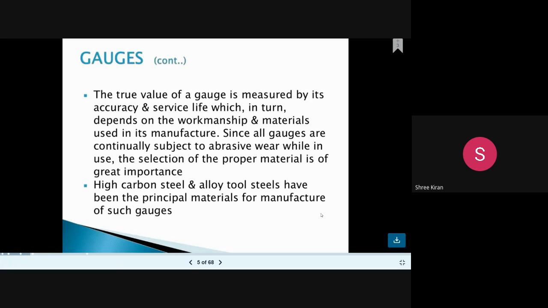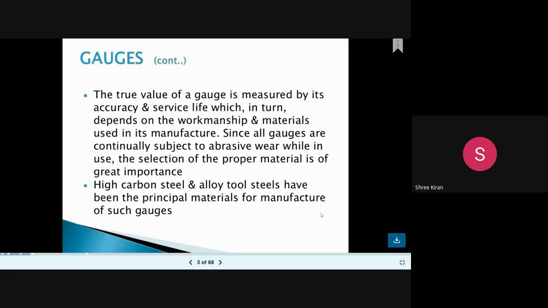Then the true value of a gauge is measured by its accuracy and service life, which in turn depends on the workmanship and materials used in its manufacture. Since all gauges are continually subjected to abrasive wear while in use, the selection of proper material is of great importance. High carbon steel and alloy steels have been the principal materials for manufacturing such gauges.